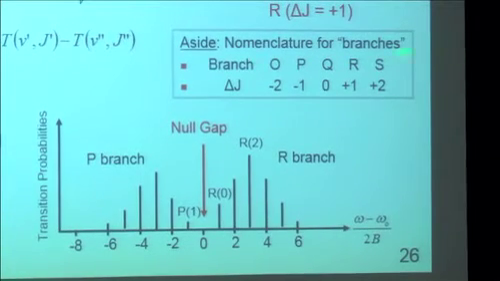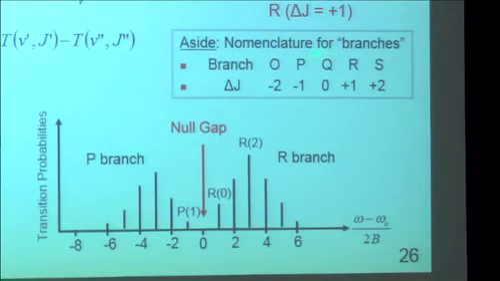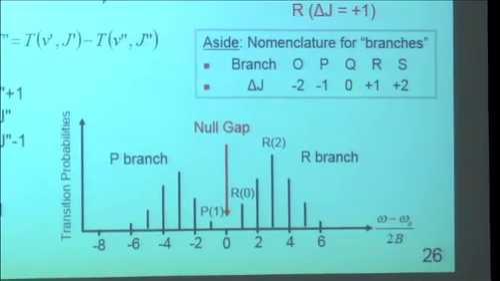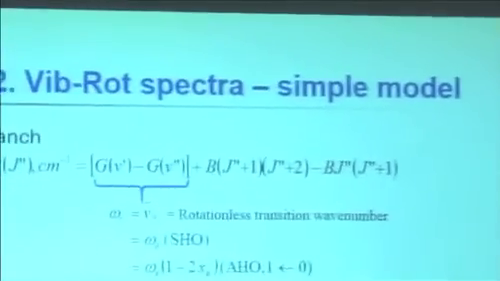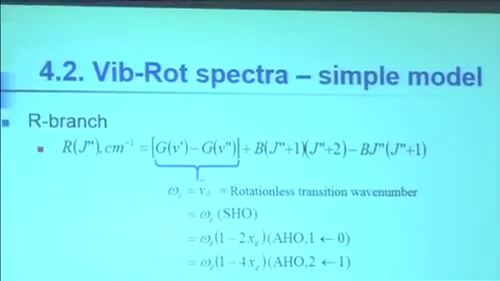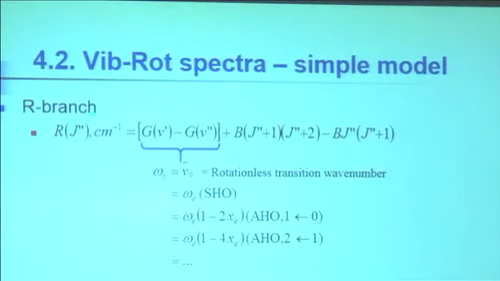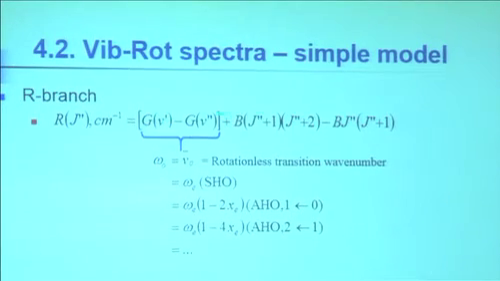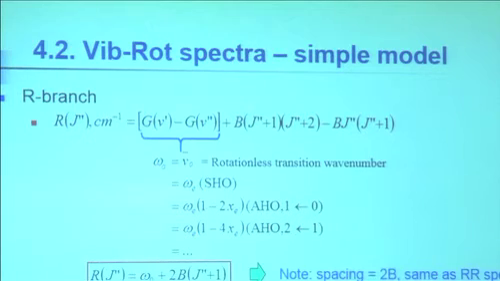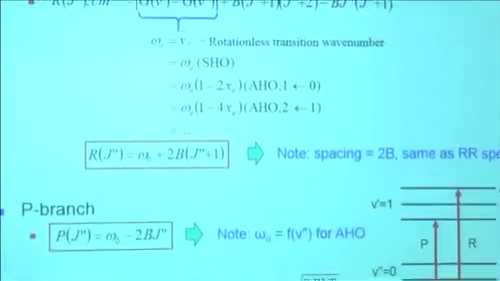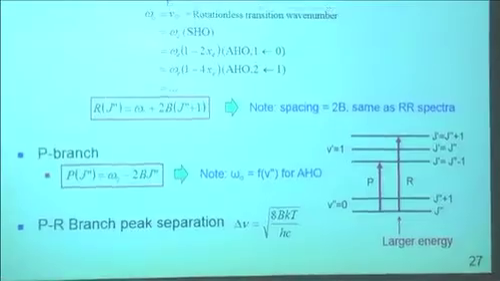Here's the notation. OPQRS is the alphabet soup. This is for the delta J. We're dealing here with -1 and +1, so we have P and R. There are some cases where you can have Q, and even some cases where you can have O and S, but we won't deal with that today. Simple model. I think I'm running over. I went from being too short to being too long. There's notation for these lines in the R branch. It's always the difference in G's plus the difference in the F's. You can find an expression for the R, and you can find an expression for the P, and you can talk about the differences between the two peaks.